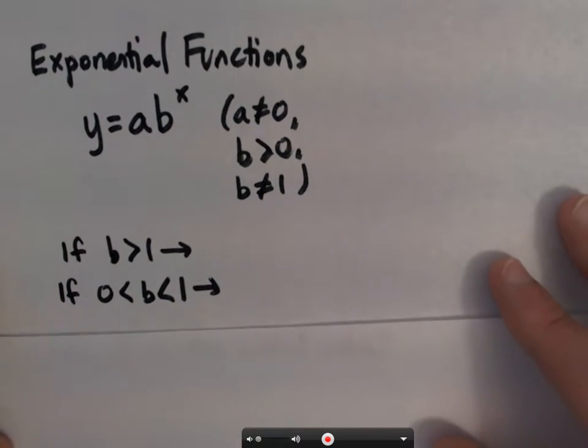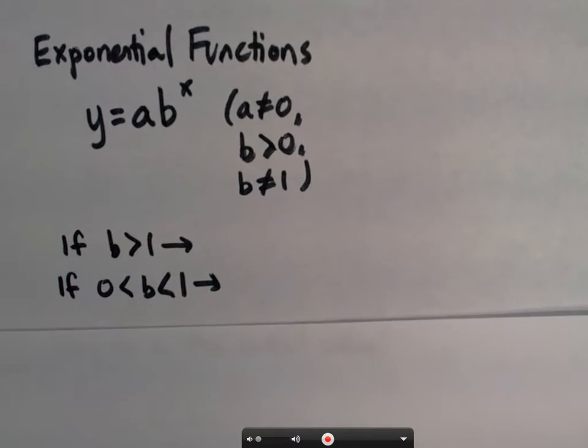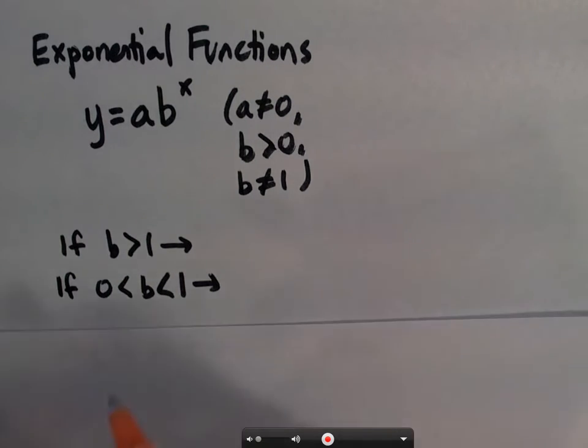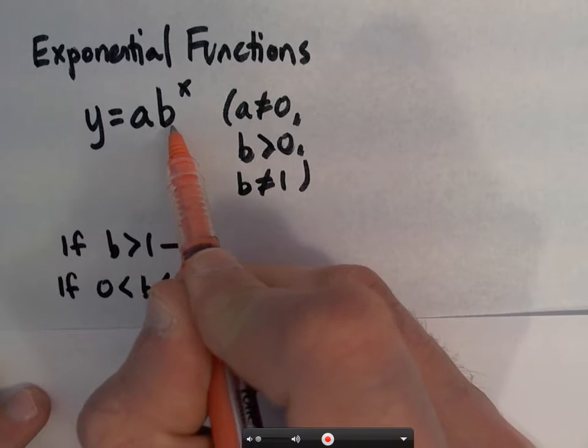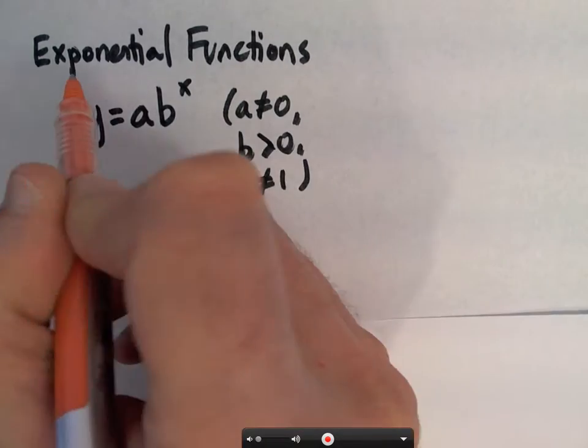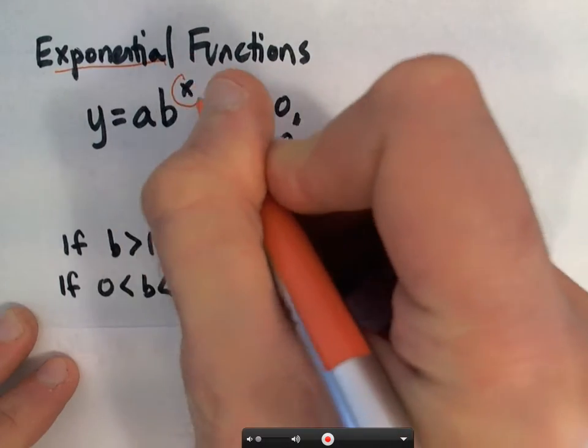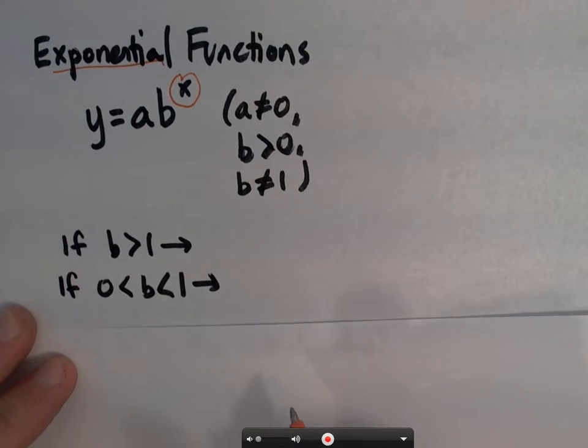All right, we're going to talk now about exponential functions, and we're just going to introduce first off the basic form and do a few simple graphs just to get an idea of what they look like. So first off, the general form that we're going to use is y equals a times b to the x. The reason why it's an exponential function is because the x is up here in the exponent.